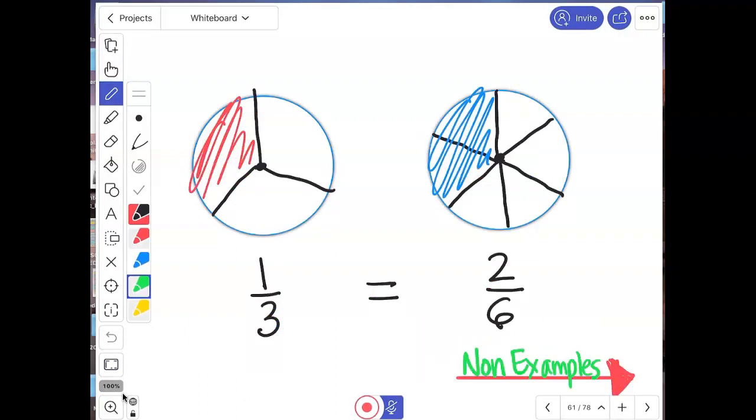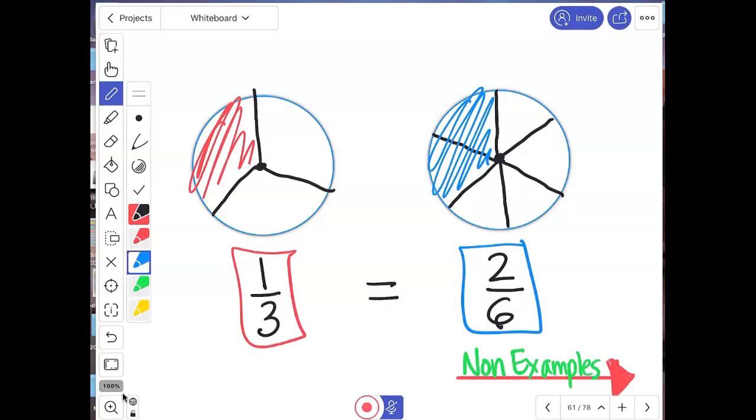Now here's another one. I've got a circle. It's the exact same circle as this one over here. This one, I have 1/3 shaded. And this one over here, I've got 2/6 shaded. We can see that this piece right here is exactly the same as this piece right here. So they are equivalent.